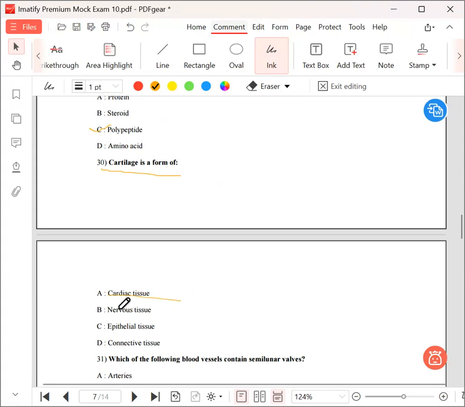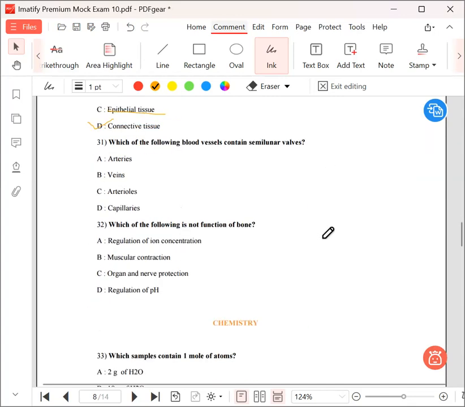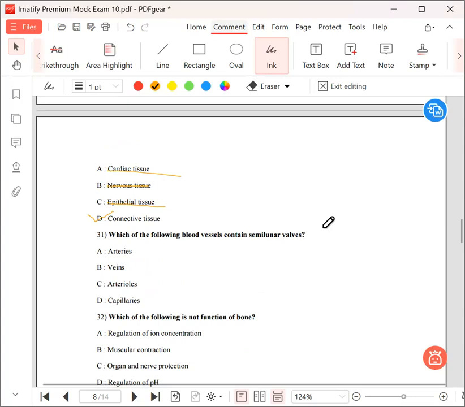Next question. Cartilage is a form of cardiac tissue? No. Nervous tissue? No. Epithelial tissue? No. Connective tissue? Yes. It is a form of connective tissue along with bones. Bones are also a form of connective tissue. Blood is a form of connective tissue.